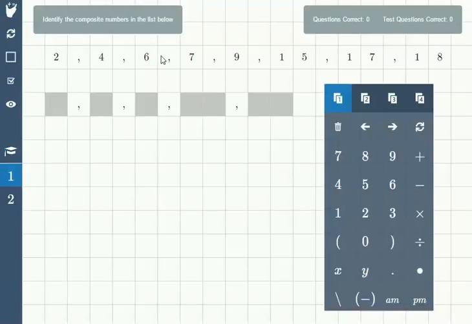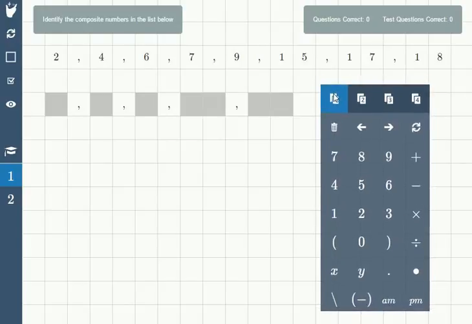To answer this question, we need to list the composite numbers in this list of numbers. To do that, we need to know what the difference is between a composite number and a prime number. Well, the answer to that question comes down to the factors of a number. So the factors of a number are the numbers that you can multiply together to generate that number. So let's have a look at an example from the list.